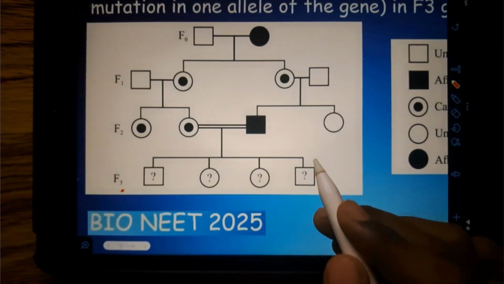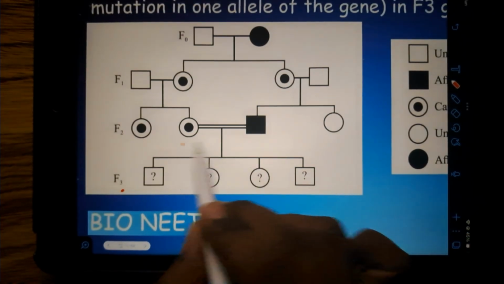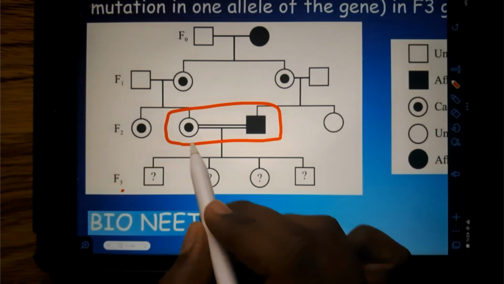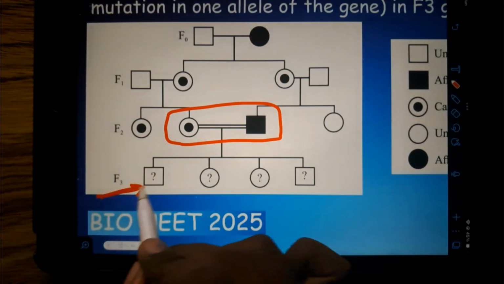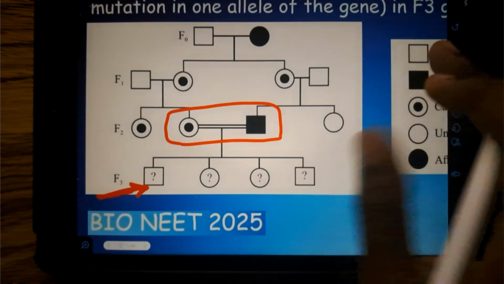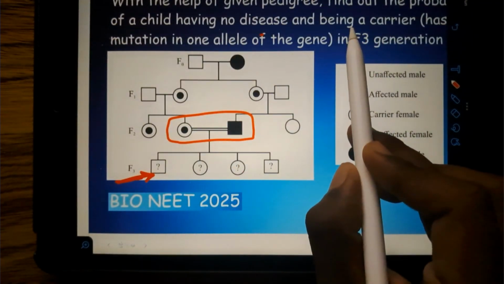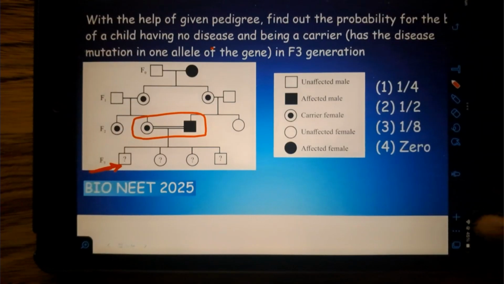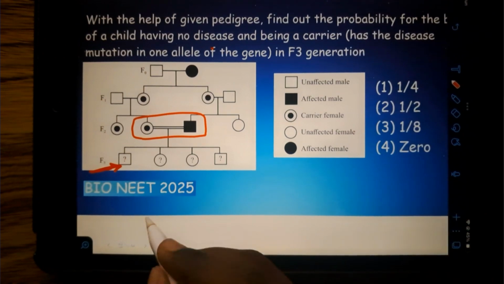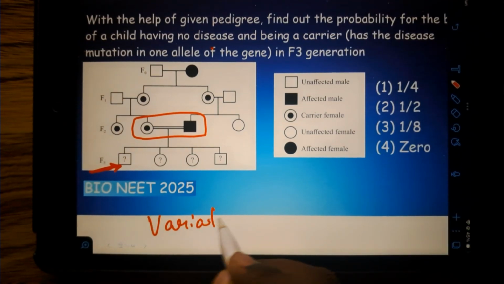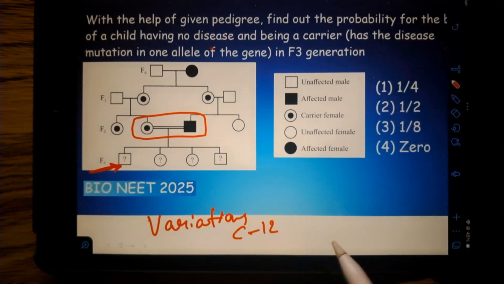Now our task is to find out about this generation, these kids, the F3 generation, and we have to find out the ratio of the child having no disease and being a carrier. This question is from the chapter named Variations from class 12 biology.